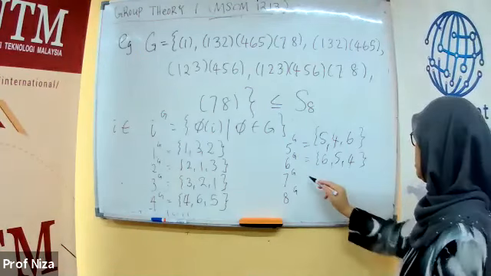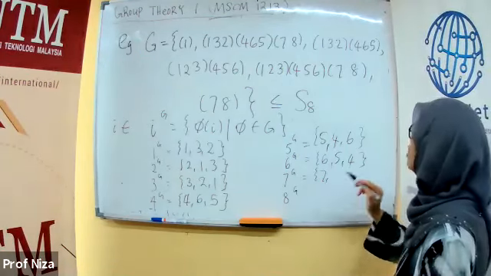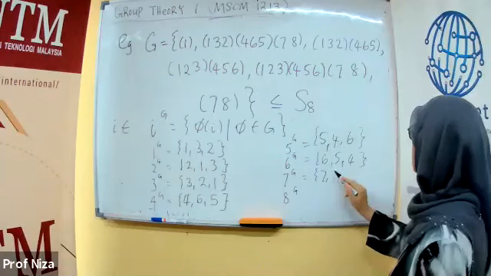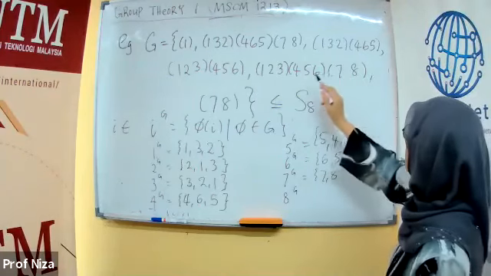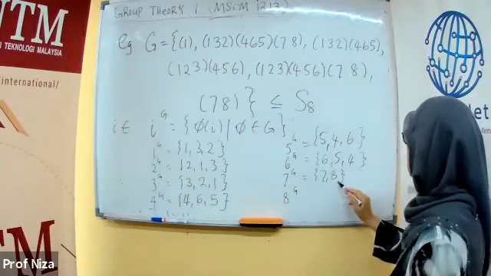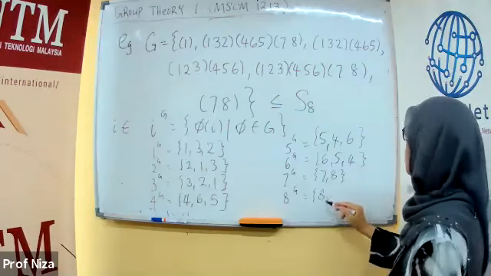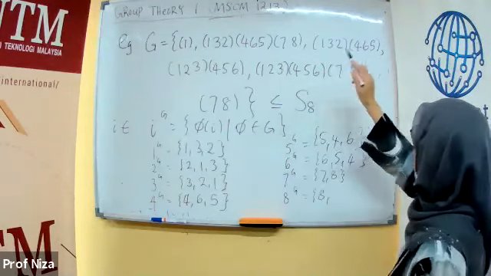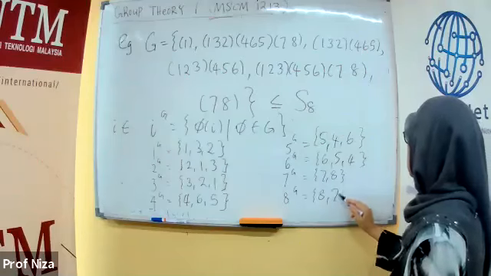Image of 7: 7, 7 to 8, 7 to 8. Image of 8: 8, 8 to 8, 8 to 7.